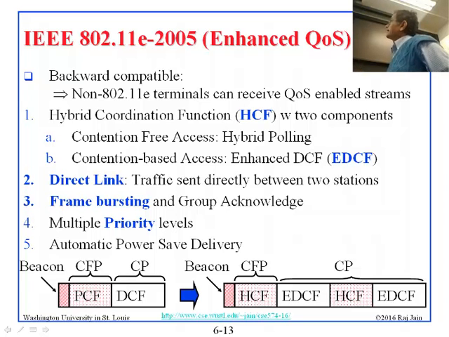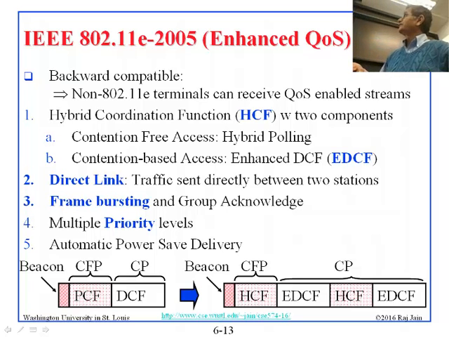And then they added direct link, where the station traffic can be sent directly between the two stations. They added frame bursting, and the frame bursting means that you don't have to send just one frame. Once you get this RTS CTS, you can send more frames, 5 frames. So in RTS, you say, well, I want to send 5 frames. And if you get CTS, you can send 5 frames. Okay? So frame bursting and group acknowledge. Obviously, if you're going to send 5 frames, you want one acknowledgement saying that I got all 5, I got 4 or whatever. So that is group acknowledge.